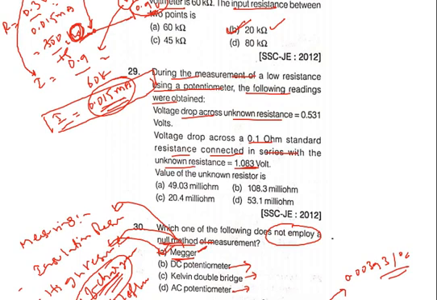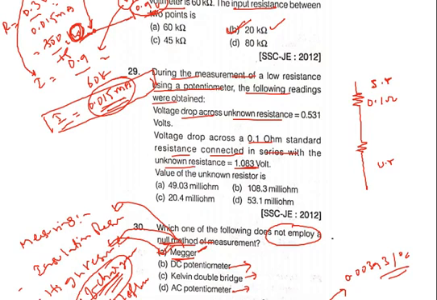See, the standard resistance is connected in series with the unknown resistance. This is one resistance, this is another resistance. This is the standard resistance, connected in series with the unknown resistance. For example, this is your unknown resistance. How much is the standard resistance given? That is 0.1 ohm.